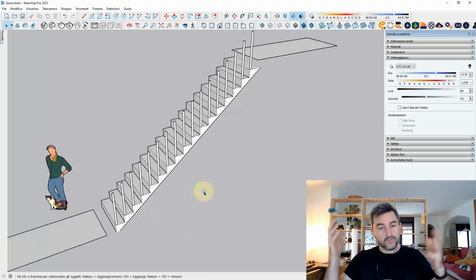These are the two extremes of the scale. Here are two fast systems for creating a scale in SketchUp.